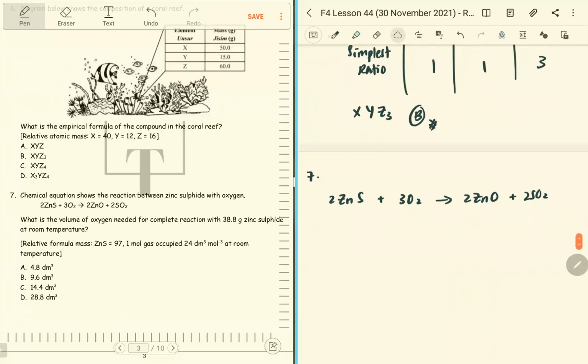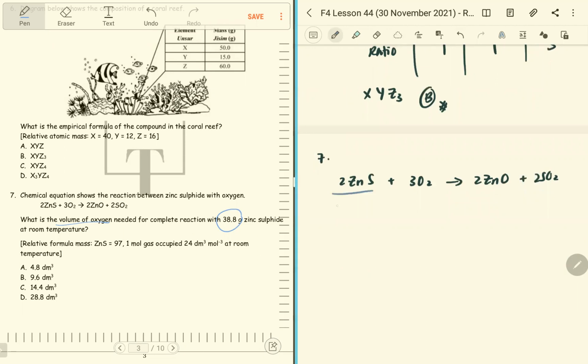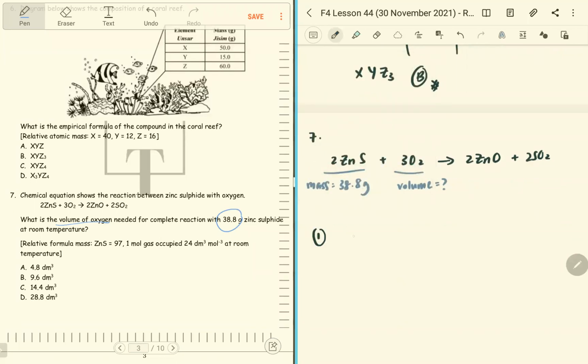All right, so let's start with what we have. We are given 38.8 grams of zinc sulfide, and we want the volume of oxygen. So for zinc sulfide I have 38.8 grams, this is our mass, and what we want is the volume of oxygen. Once you have this, the first step is always to convert what we have to mole, so the mole of the zinc sulfide.